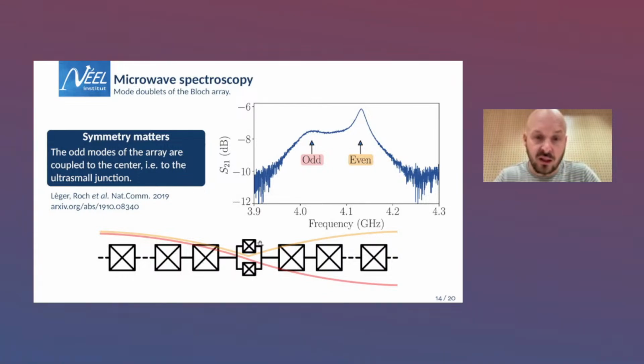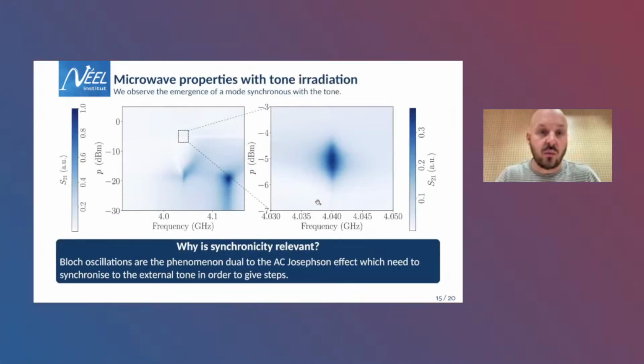If you follow this simple cartoon, you see that the odd modes couple to the small Josephson junction because there is a phase bias across it, while the even modes decouple from the Josephson junction because there is no phase bias across it. Then what we did was to add a pump, similarly to what you want to do for observing dual Shapiro steps. Of course, you need to pump at the right frequency and the right power. The phase parameter is really huge, so this is why the microwave measurements are really useful for that.